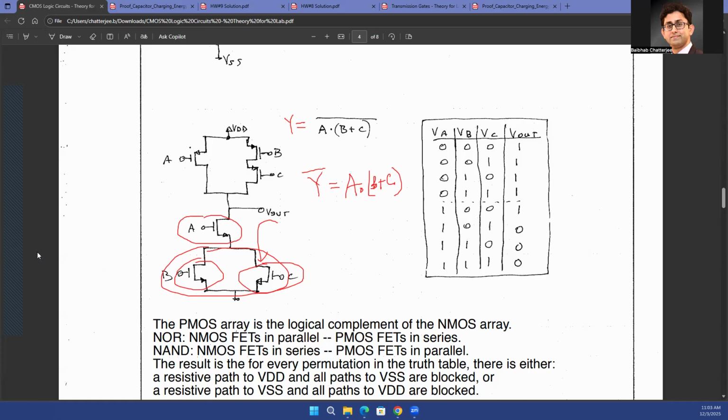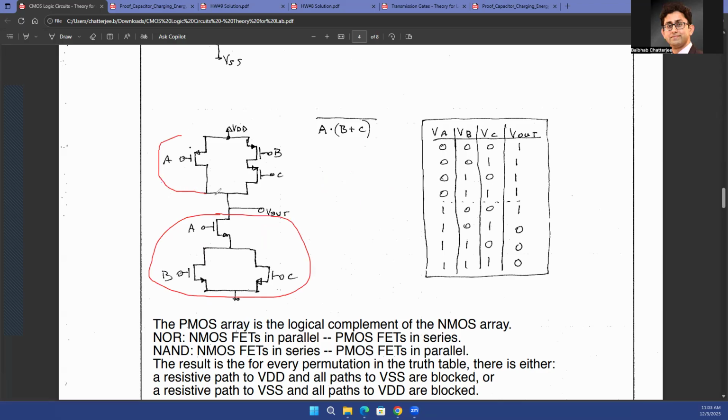So now that you have created your pull down network, which is A in series with B in parallel with C, that's your pull down network. Your pull up network is going to be the dual. So the transistor corresponding to B and the transistor corresponding to C, which were in parallel, will now go in series. And the transistor corresponding to A, which was in series with this entire combination of B or C in the pull down network, will be in parallel in the pull up network. So it's just a dual network of the pull down.